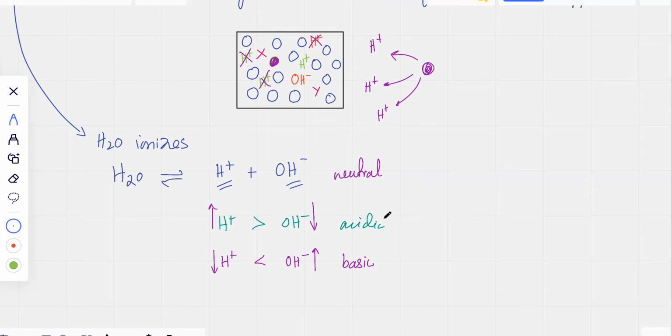Okay, so this is what an acid would do. This is what a base would do. And this is the original situation, when there is no acid, there is no base, when it's completely neutral. So there are three types of water: a neutral water, an acidic, and a basic.